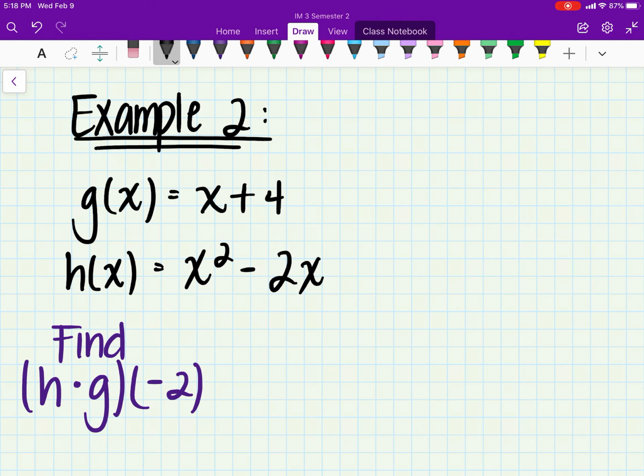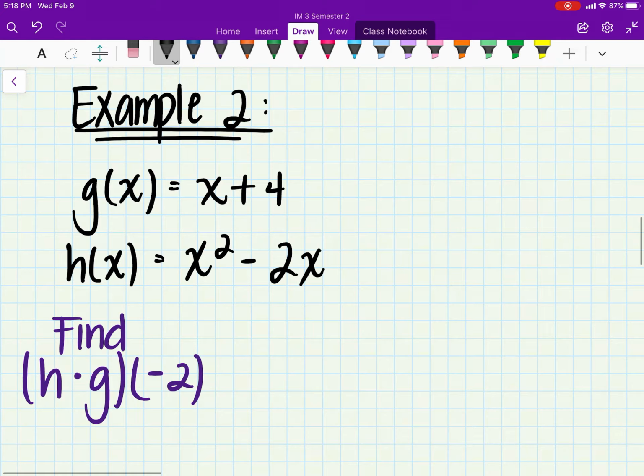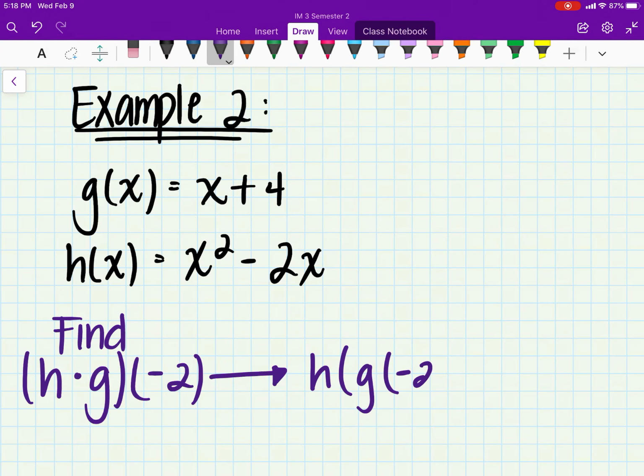In this case, example 2, we have g of x equals x plus 4, and h of x in this case equals x squared minus 2x. Our goal in this case is to find h times g of negative 2. Now, starting off in this case, guys, when you're given this expression here, it's actually the same thing as saying h of g of negative 2. So they wrote it a different way, but once again, this could actually be rewritten in this format.